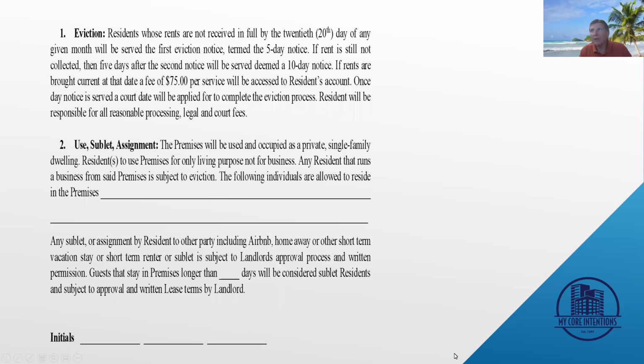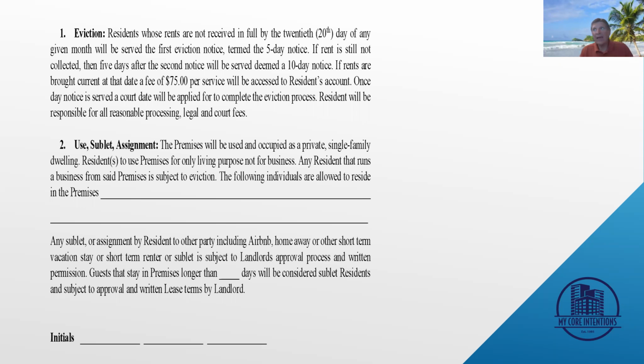Evictions. Evictions are something that I am very stringent on. I do not really waiver at all. If I have a tenant that is 20 days late on their rent, I immediately serve them a 5-day notice. If at the end of that 5th day, if they haven't caught up, I serve that 10-day notice and I go directly to the courthouse and file.